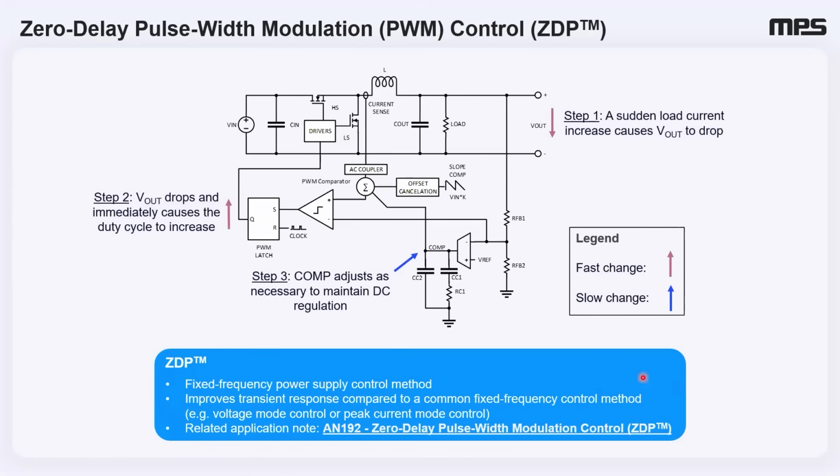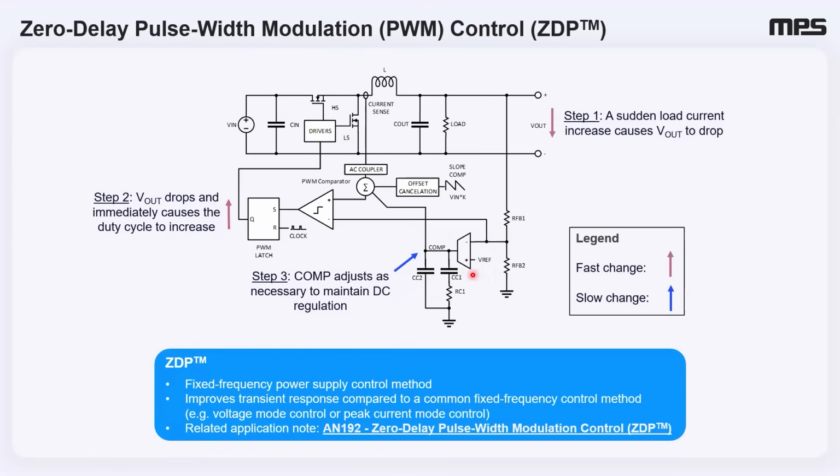For example, when Vout decreases due to a sudden load step, the duty cycle increases during the next on cycle to provide power to the output capacitors to recover the Vout. Zero delay PWM achieves this without adjusting the switching frequency. A slow path using an error amplifier improves regulation accuracy as well.